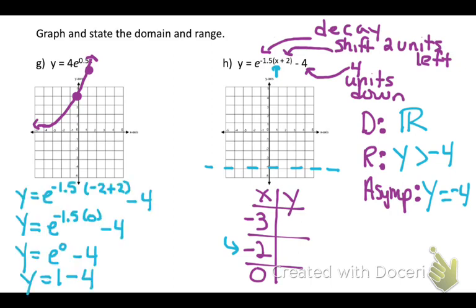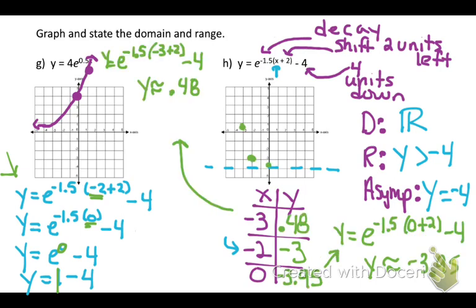So I showed a lot of work over here, and after you do them for a while, you're going to see that you won't have to do all of this. But when I subbed in my -2, -2 plus 2 is 0. 0 times -1.5 is 0. Anything to the 0 power is 1. 1 minus 4, that's going to give me -3 for my y. Then I'm going to sub in my -3 and my 0, and then we'll plot those points.